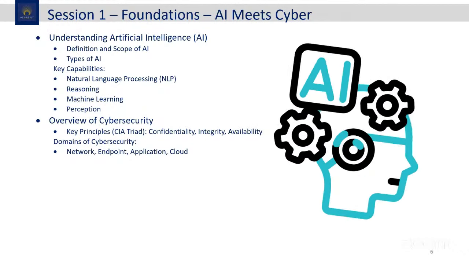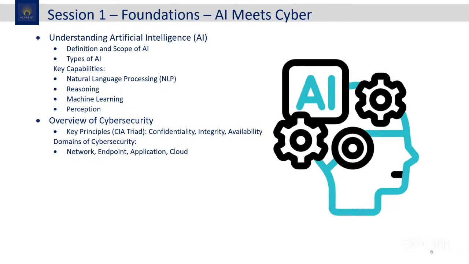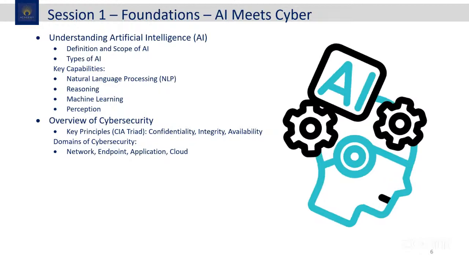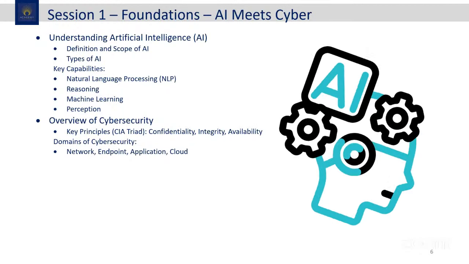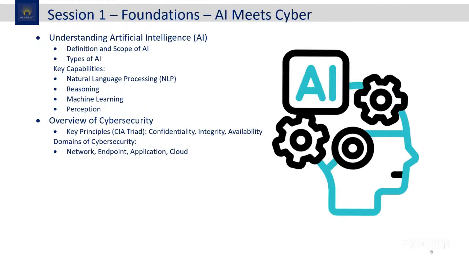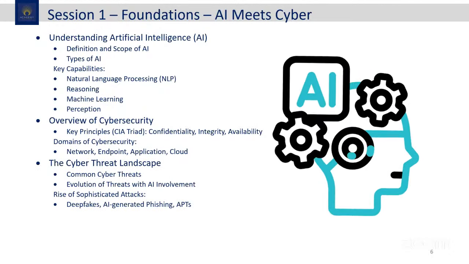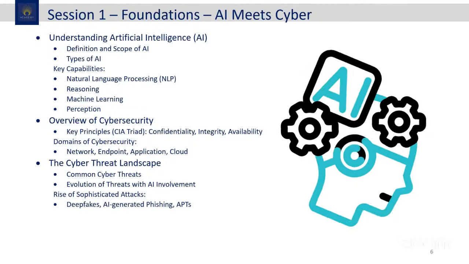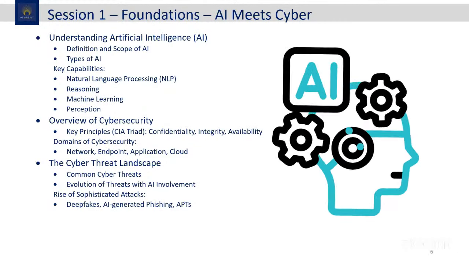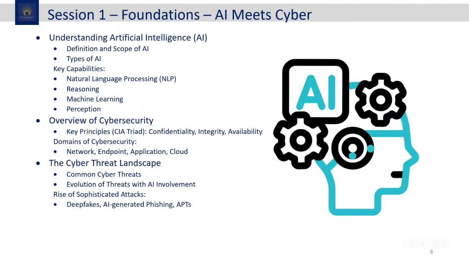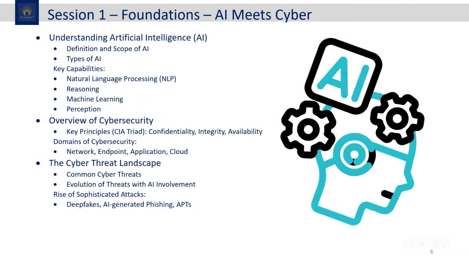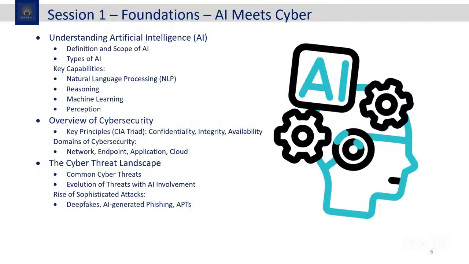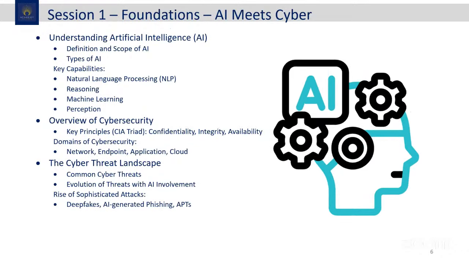We'll also break down networks, endpoints in cybersecurity, and the application part of cybersecurity. We'll also talk about cloud, which is the most modern part of the whole domain of cybersecurity. And we'll dissect the cyber threat landscape, where we'll talk about common cyber threats, the evolution of threats, and AI involvement. Over the years, as AI has come up, a lot of these threats have evolved. AI has assisted in the evolution of several advanced threats.